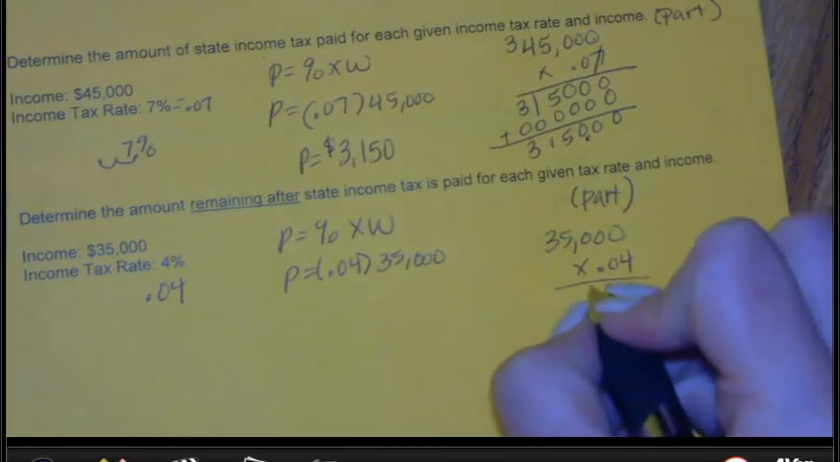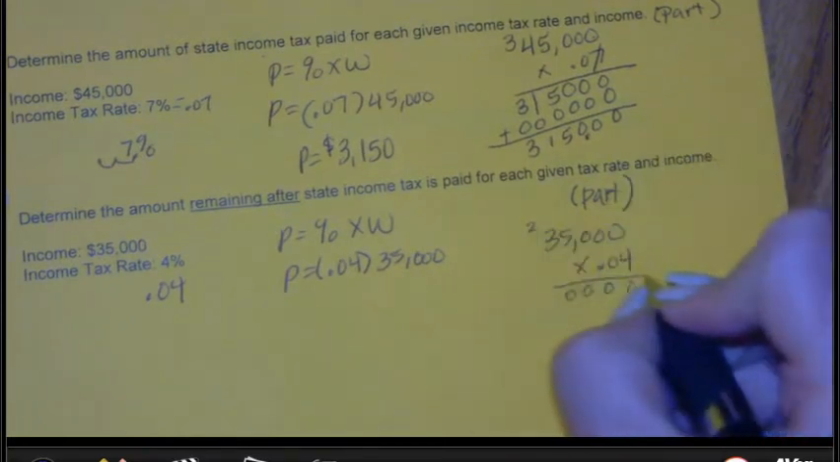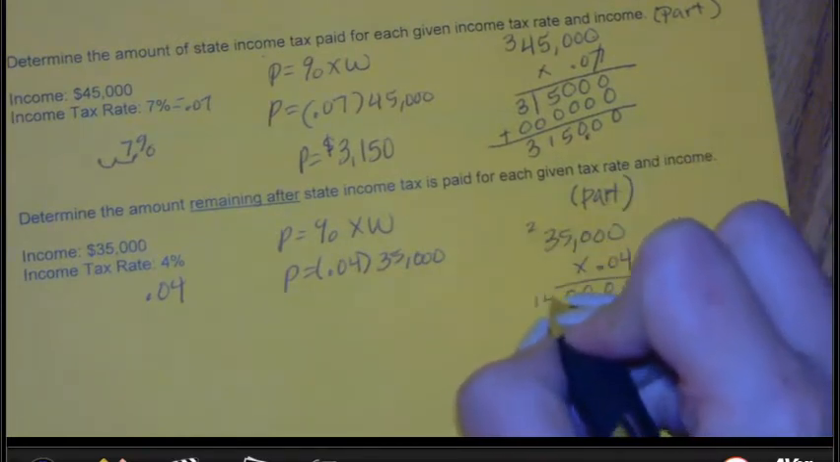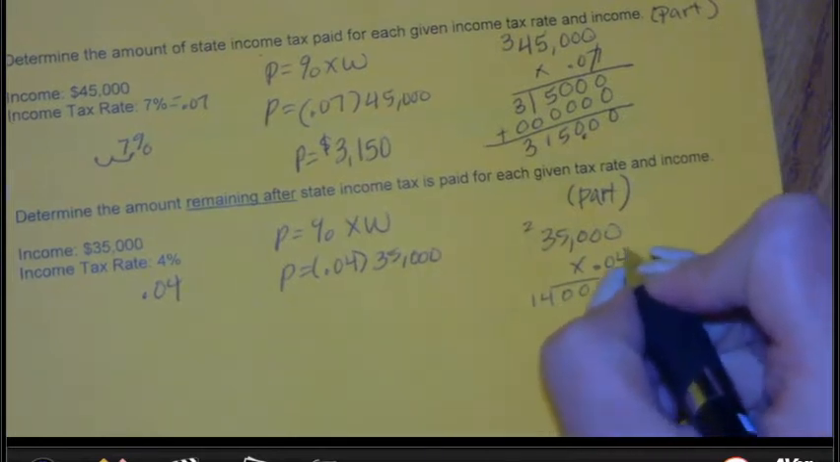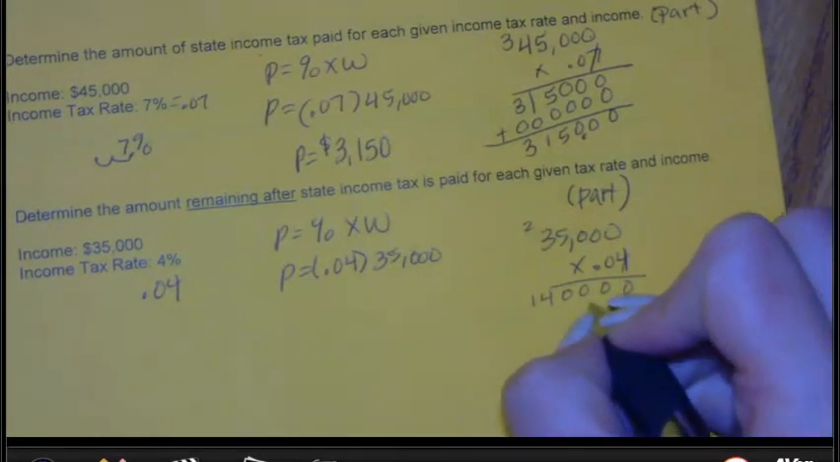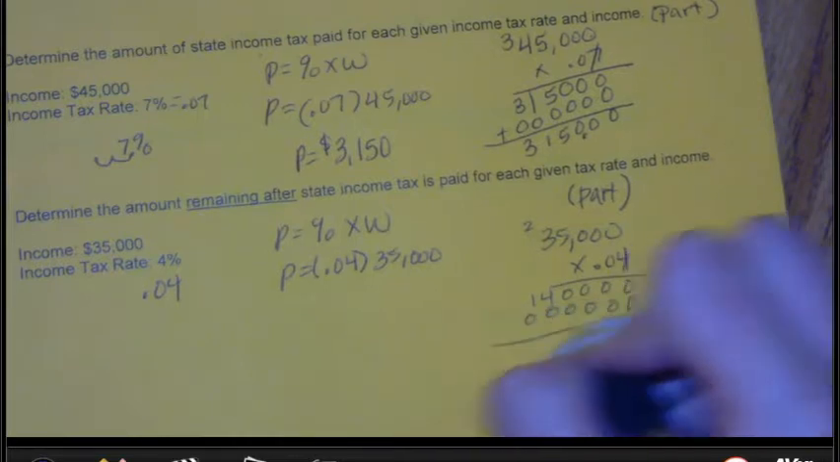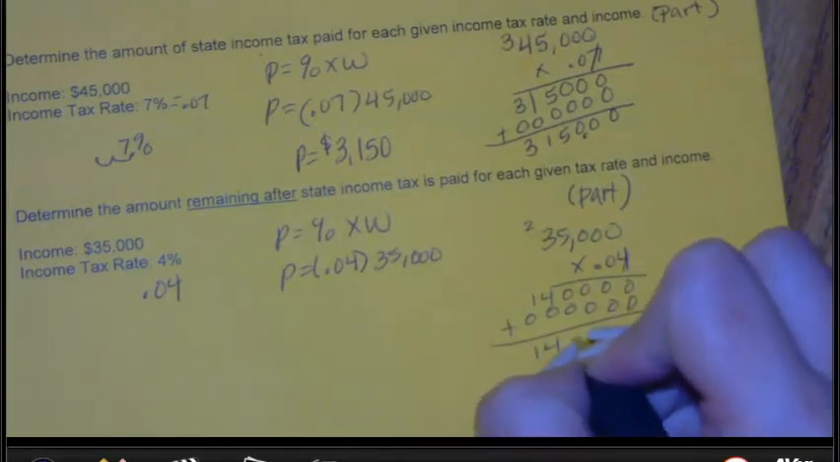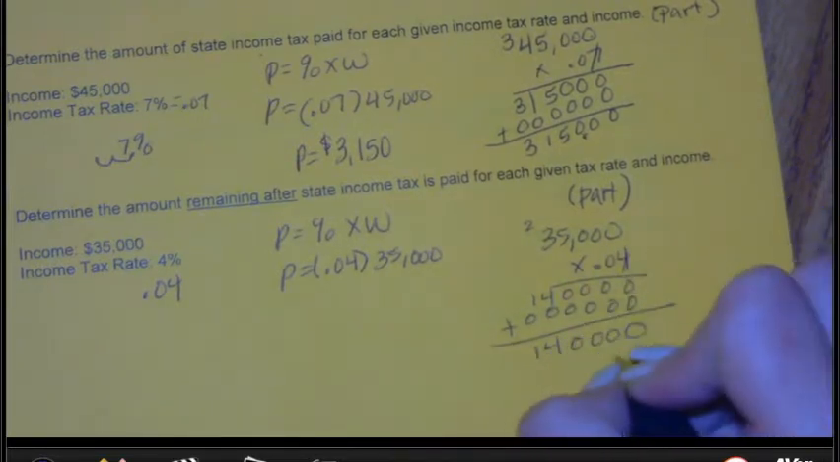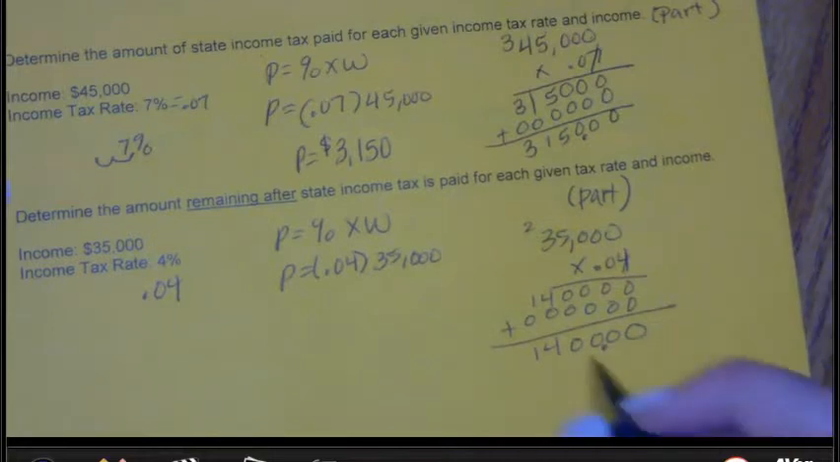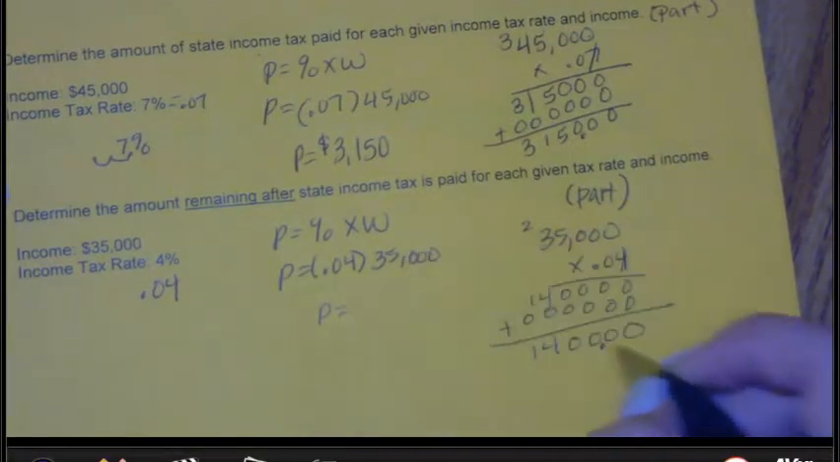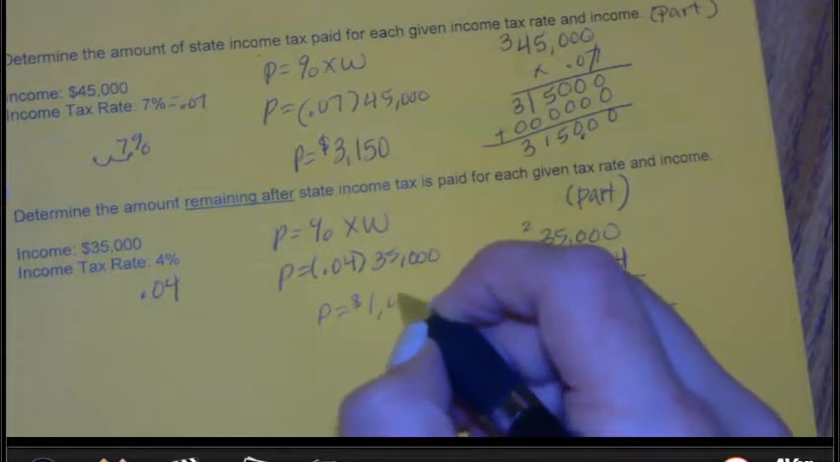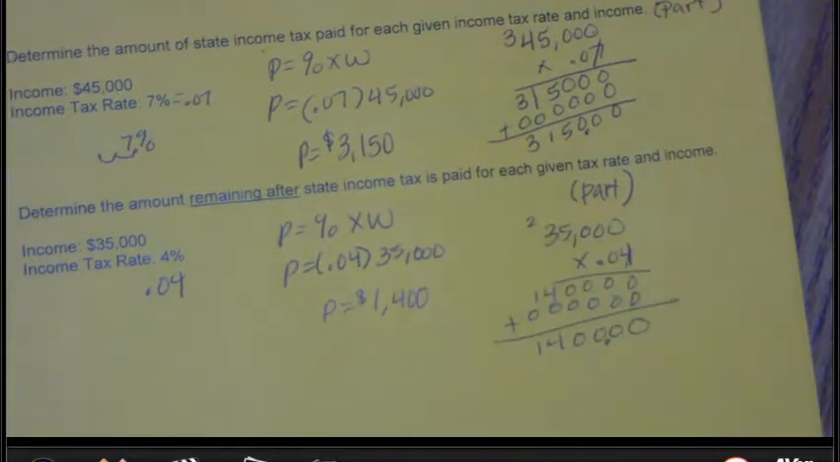4 times 0 is 0. 4 times 5 is 20. 4 times 3 is 12, plus 2 more is 14. Done. 0 times anything is 0. So I'm going to add all these up, 2, 3, 4, and I have 2 place values. So my part in taxes is $1,400. Okay, that's how much I have to pay in taxes.